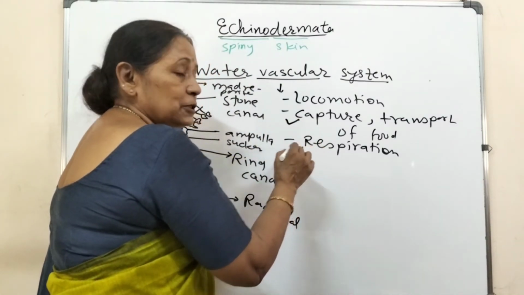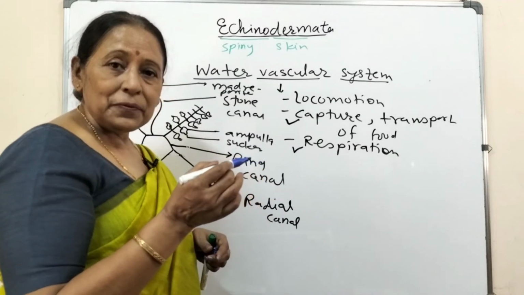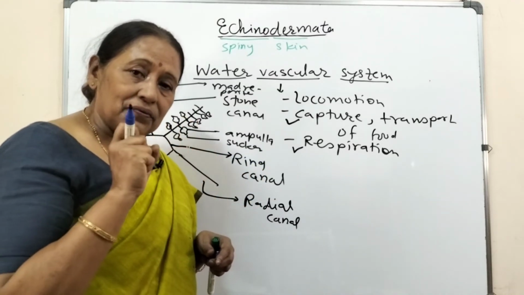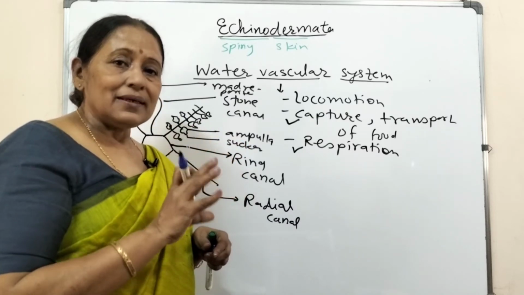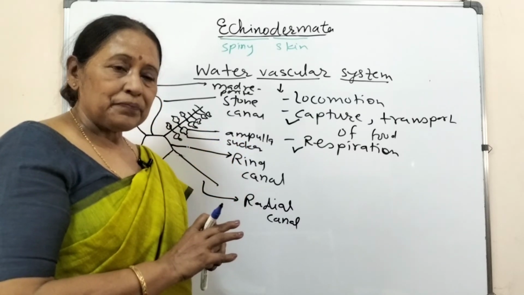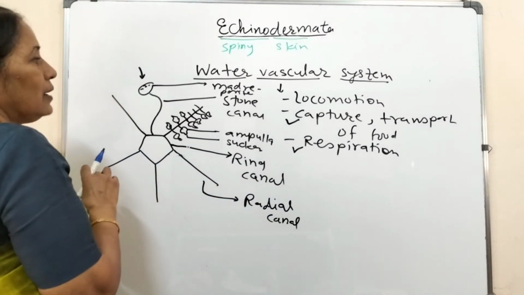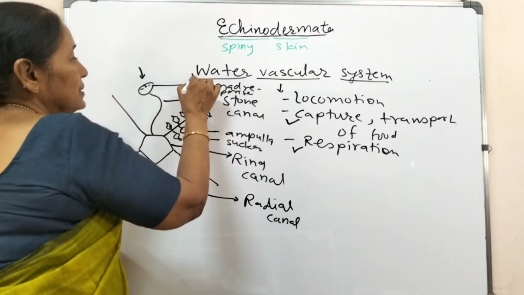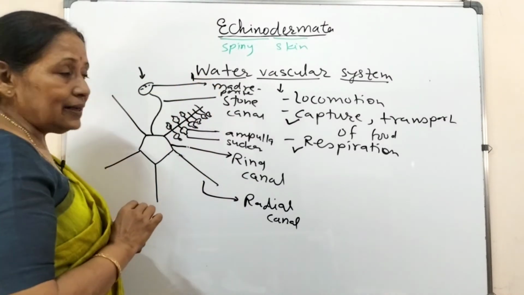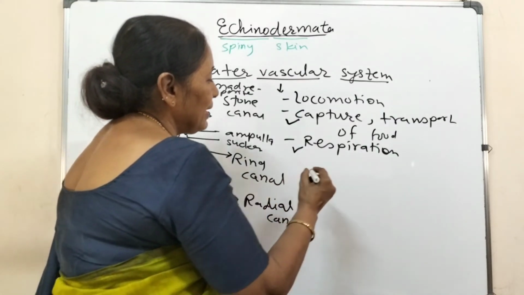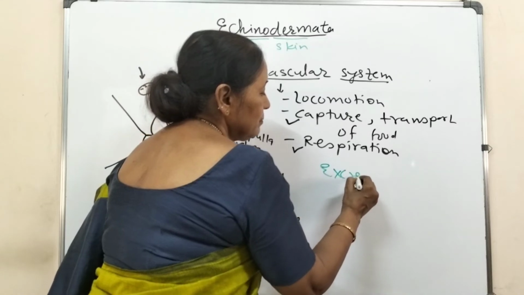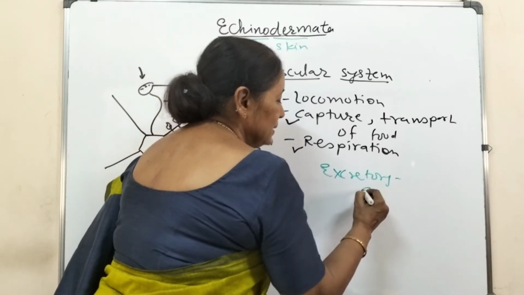It helps in respiration, and as I told you, by taking in water and giving out water, it helps in its locomotion. So this is how this water vascular system is useful for the echinoderms. Then the excretory system is absent.